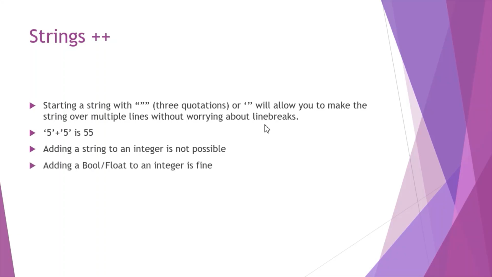Adding a bool or float to an integer is fine, of course, because the Boolean is basically a subtype of an integer anyway, and a float is a number. So you've got to be able to add them together.